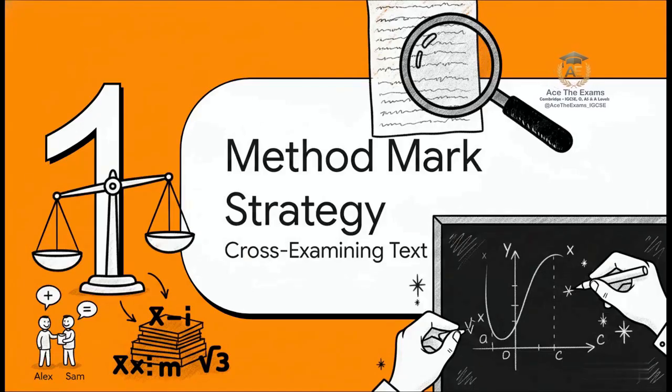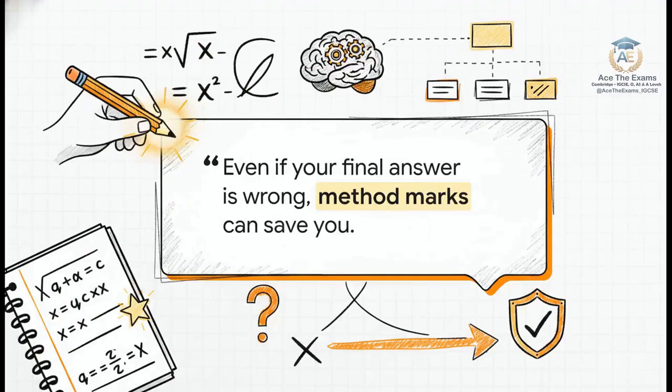Moving on to Section 2, cross-examining the text. The method marks strategy. Let's see how our attorneys structure their opening arguments. Okay, so counsel Alex steps up to present their primary defense strategy, and I've got to admit, it's a brilliant one. The examiner reports are constantly issuing this massive alert. Students are losing huge marks simply because they don't show their working. Alex reminds us of the golden rule of Cambridge mathematics. Even if your final answer is totally wrong, method marks can save you.